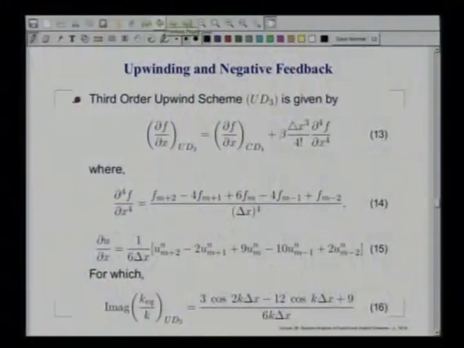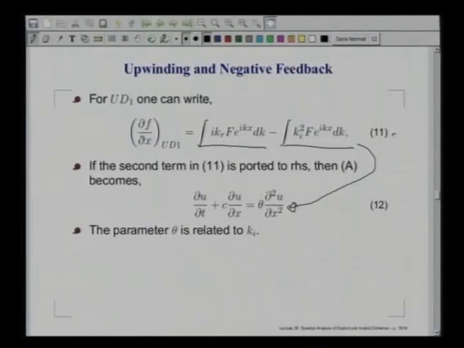So, basically once we have made this case for first order upwinding, what we have shown is that the first order upwinding case is equivalent to doing this here. This is your CD2 scheme on the left hand side, and to that you have added a second derivative term, that is your first order upwinding. So, we can generalize it.